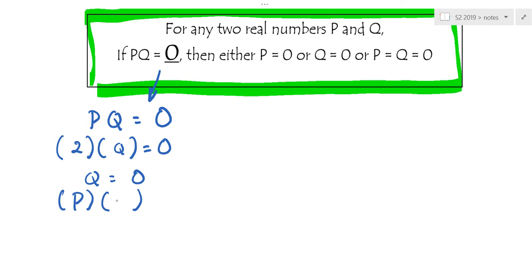What must P be? What times 3 will be equal to 0? 0, right? Do you agree that P must be 0? P must be equal to 0, right? Otherwise, it will never be 0, right?